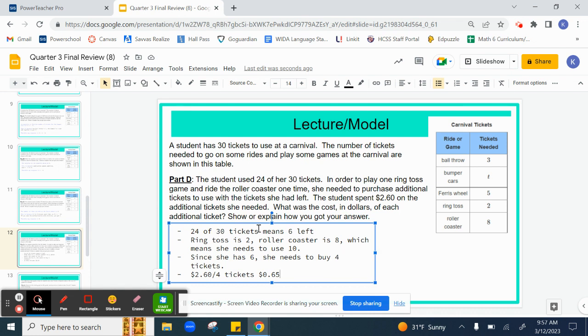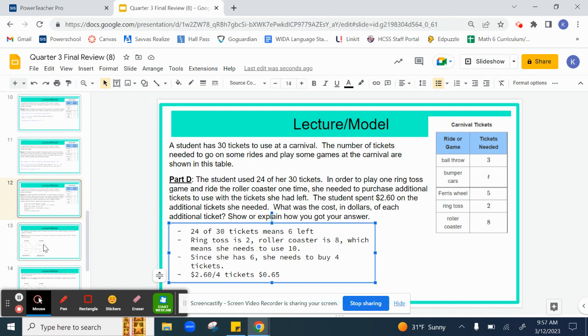This is because she has 6 tickets left, but she needs 10. So she had to buy 4. $2.60 divided by 4 is 65 cents. All right, let's move on to our last type of question.